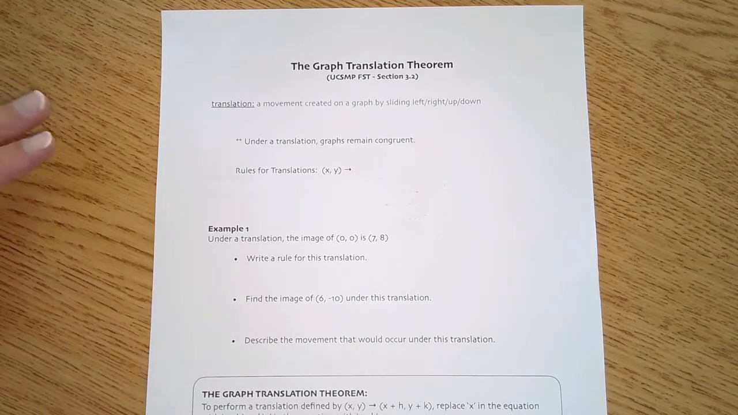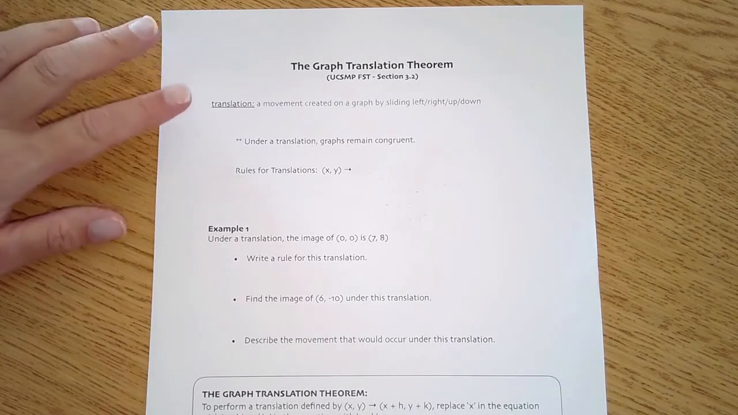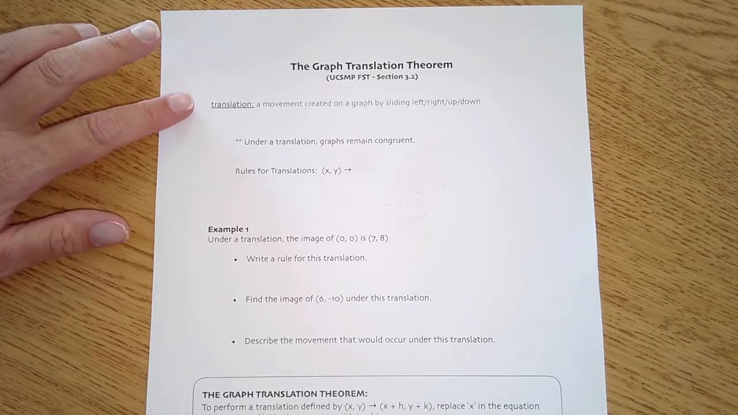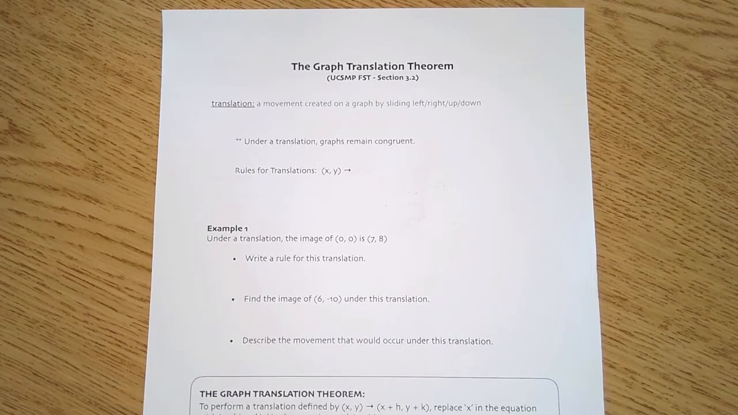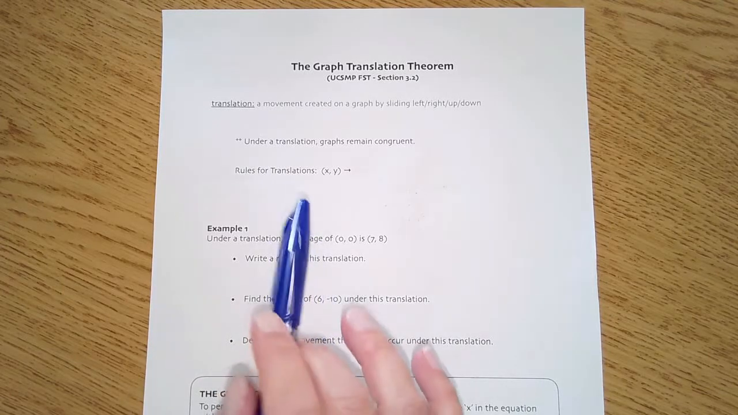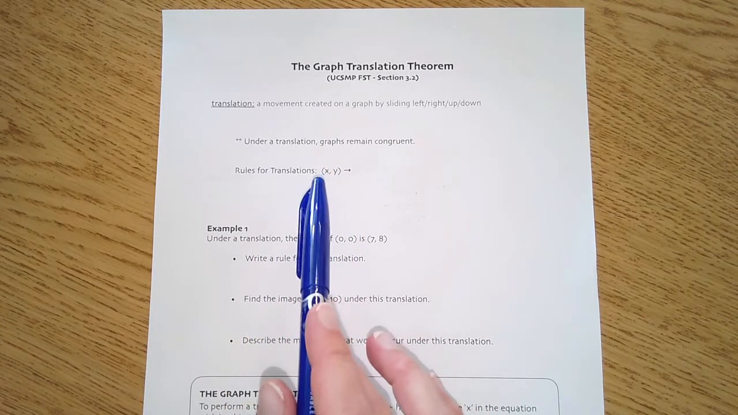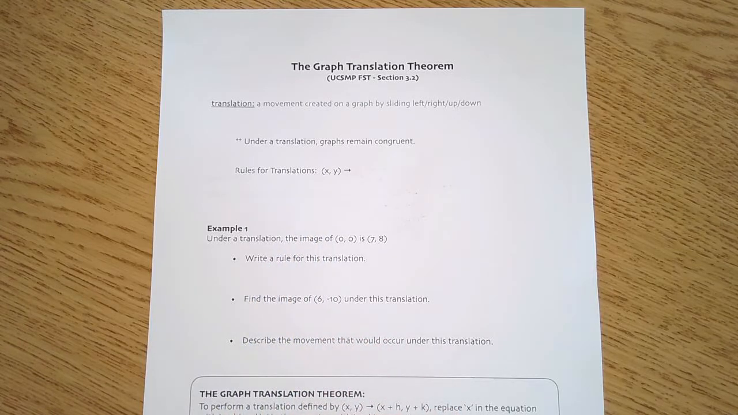So first of all, throw back to geometry. Let's remind ourselves what a translation is. A translation is a movement where we're sliding something around, okay? And because we're just picking it up and sliding it, our graph is going to remain congruent to the original. We're not changing the size or the shape of the graph. We're just moving it to a new location under a translation.